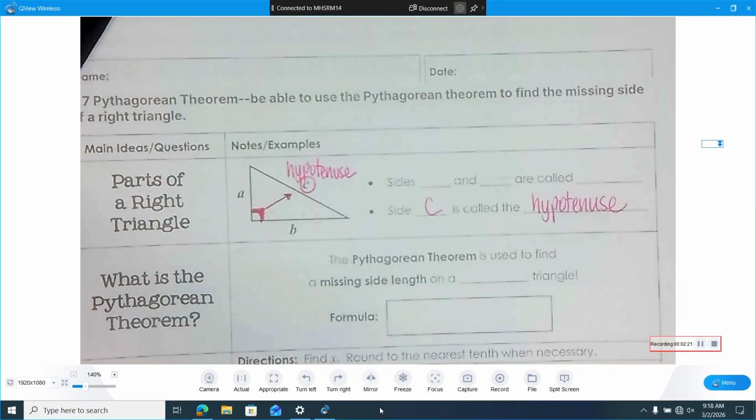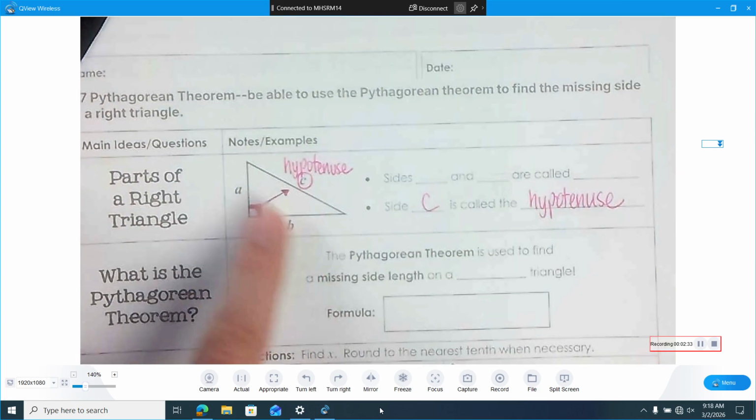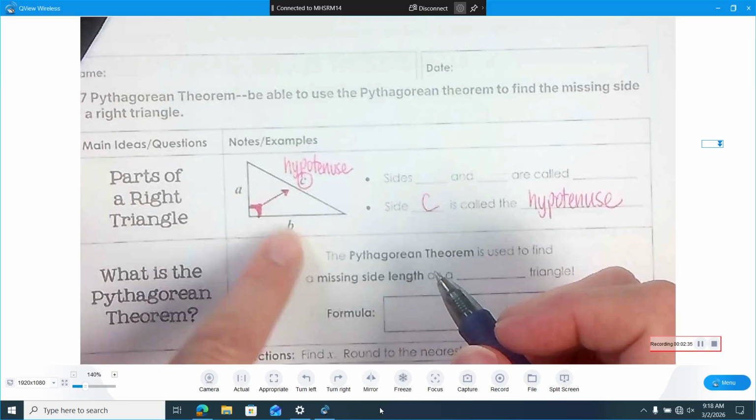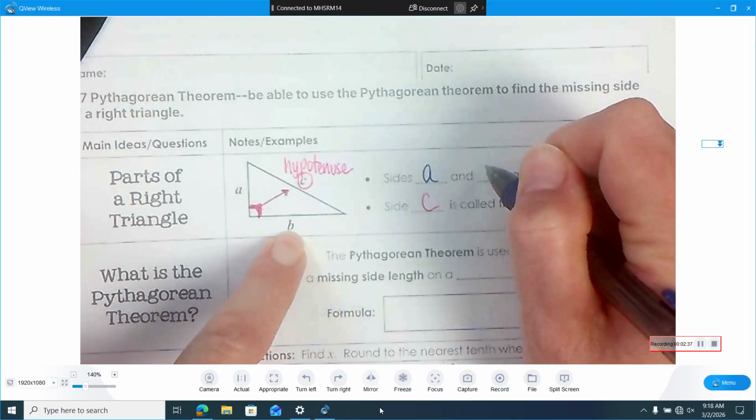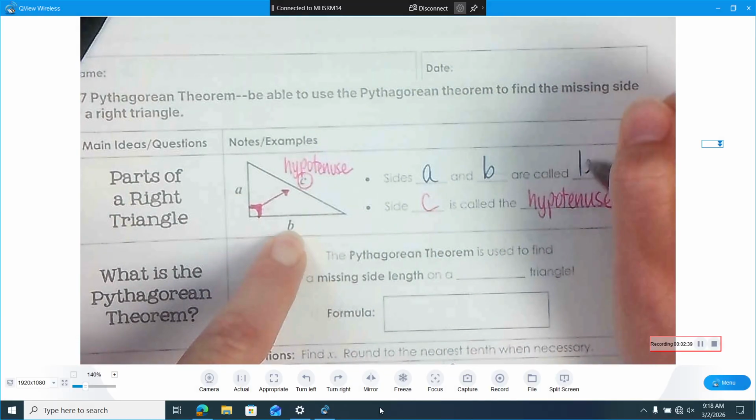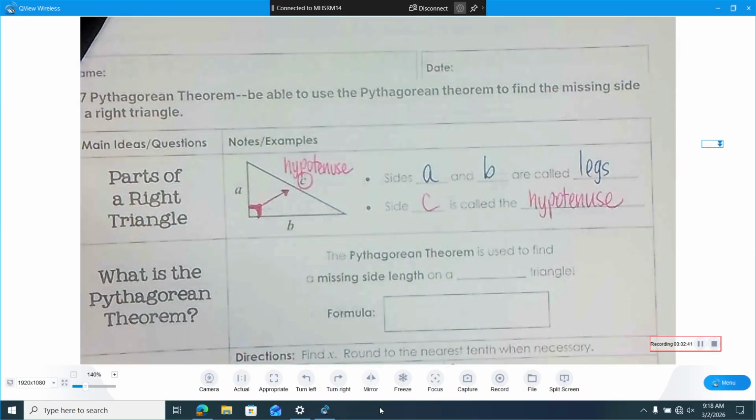So anytime you have a right triangle, I need you to make sure you recognize right off the bat, label it hypotenuse. If you want to call it hypot, that's fine. All right? Because that is the most important side. The other sides, so this is side A and side B. Sides A and B are called the legs. So we have 2 legs and a hypotenuse in a right triangle. So really important that you know the word hypotenuse.